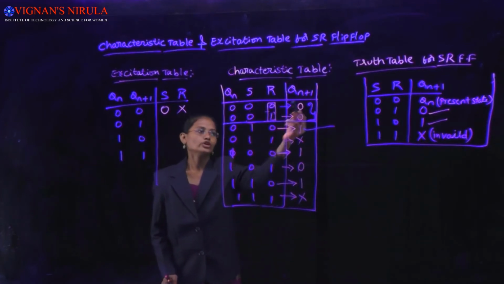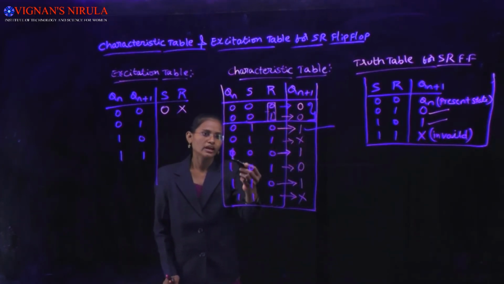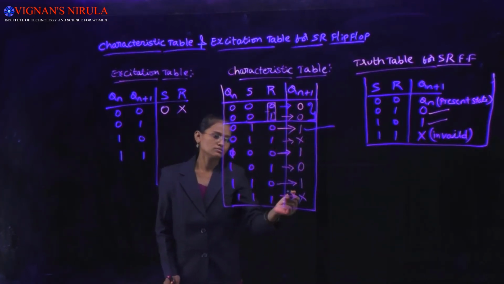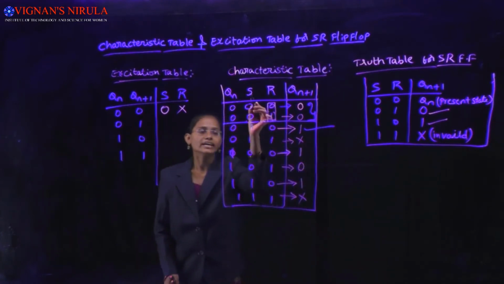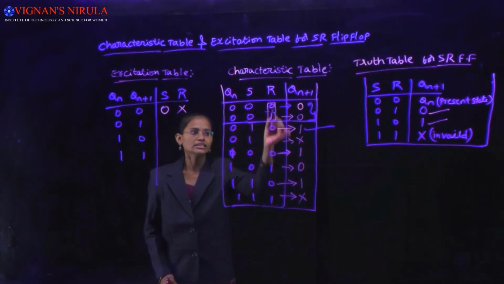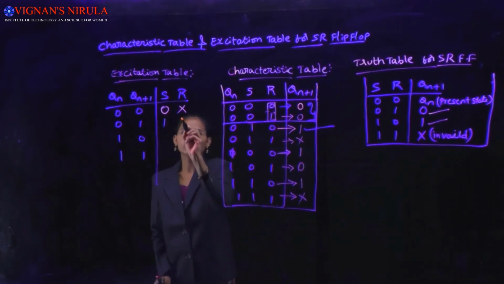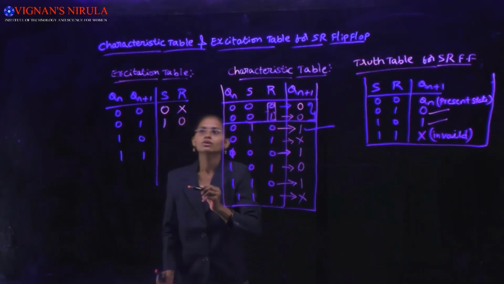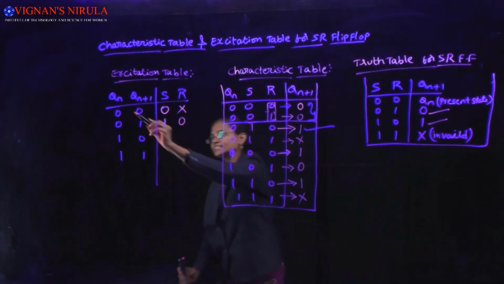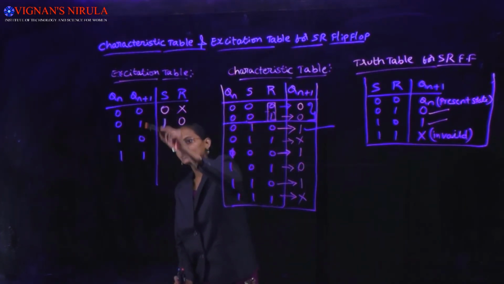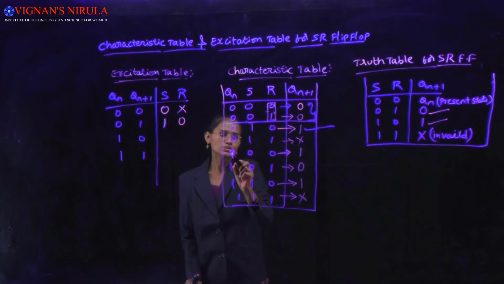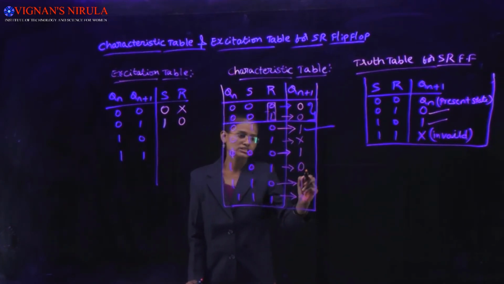Qn is 0, Qn plus 1 is 1. Okay, and next Qn is 0. Here S is 1, reset is 0. Okay, and next Qn is 1 and Qn plus 1 is 0.